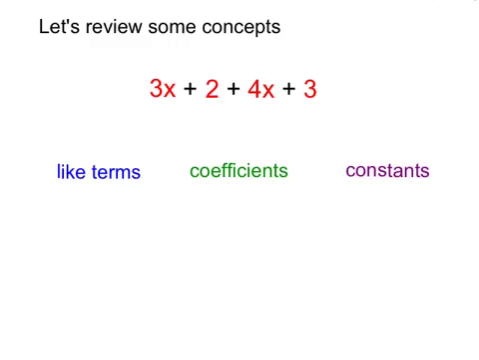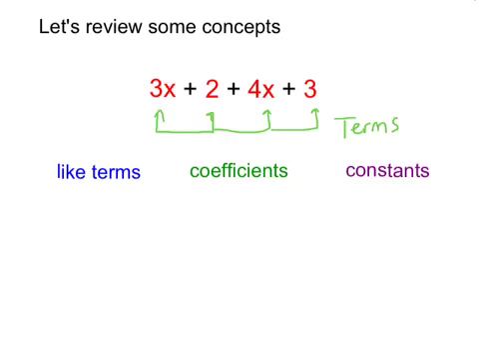So the first thing that we want to look at is we're just going to review some concepts here. The three concepts that we're going to look at are our like terms, our coefficients, and our constants. Remember what we learned in the first part of section 3.2, that each one of these pieces that are separated by addition or subtraction, these things are all called terms. No matter what they are, they're all called terms. But specifically, we have things like terms, coefficients, and constants.